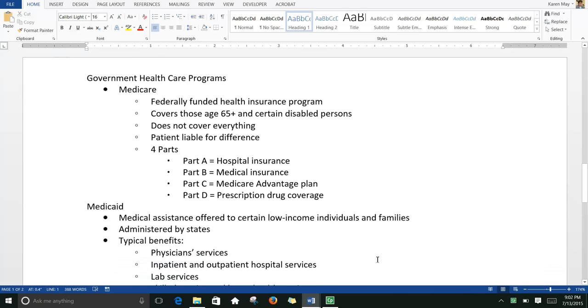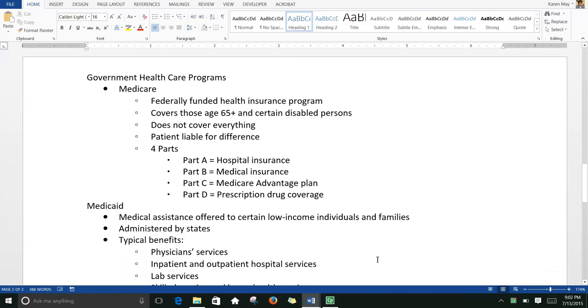Some government health care plans are Medicare, a federally funded health insurance program. It covers those age 65 plus and certain disabled persons. It does not cover everything. The patient is liable for the difference. There are 4 parts. Part A is the hospital insurance, Part B is the medical insurance, Part C is the Medicare Advantage plan, and Part D is the prescription drug coverage. Many times Medicare does not cover prescriptions, so that has to come from a secondary insurance.